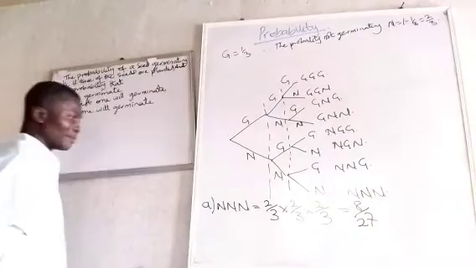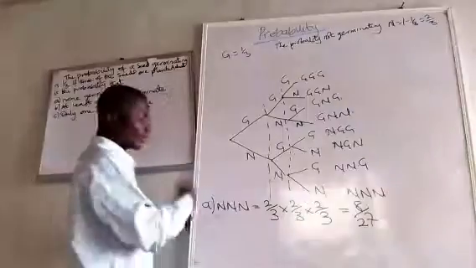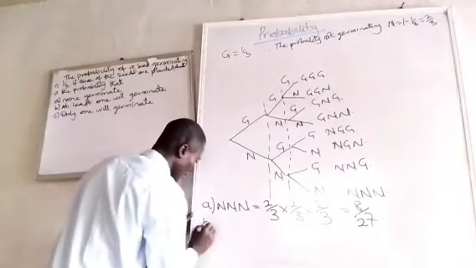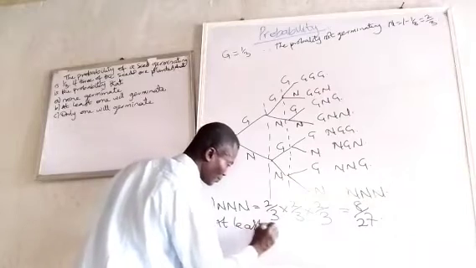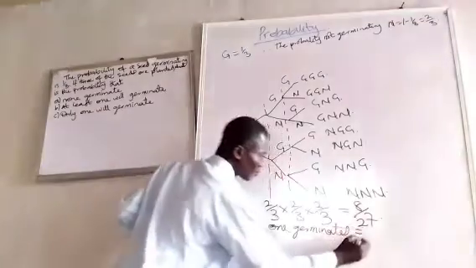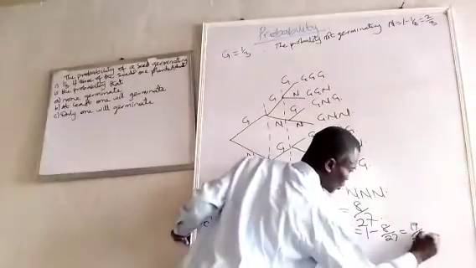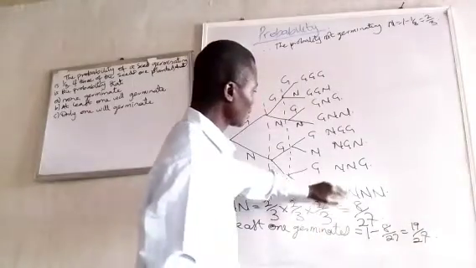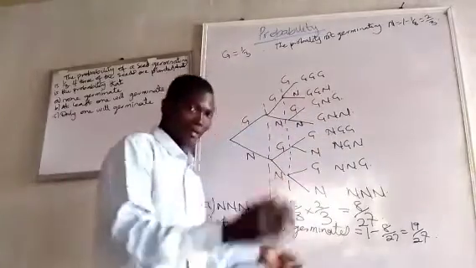Now for B, at least 1 will germinate. At least 1 will germinate, which means we can have 2 of them germinate, 1 germinate, or all 3 germinate. So it means that it will be 1 minus this one. At least 1 germinates, that is 1, 2, or 3. It will be 1 minus 8/27. And you can also select where at least 1 germinates, like this one, this one, this one, and add everything together.